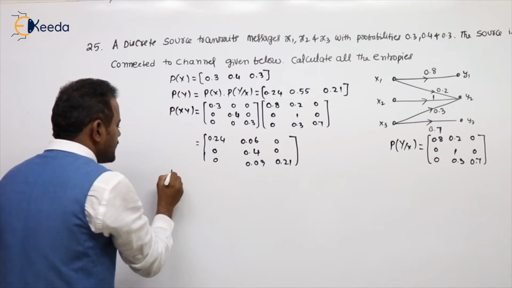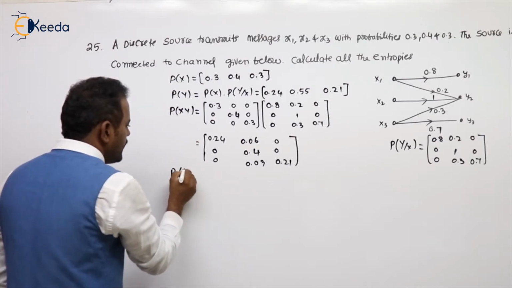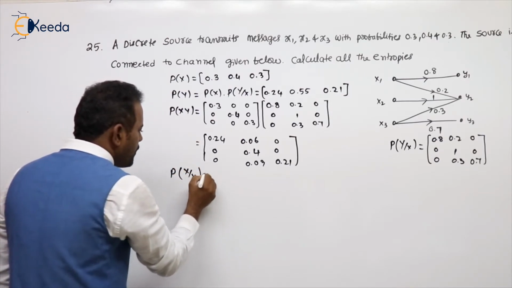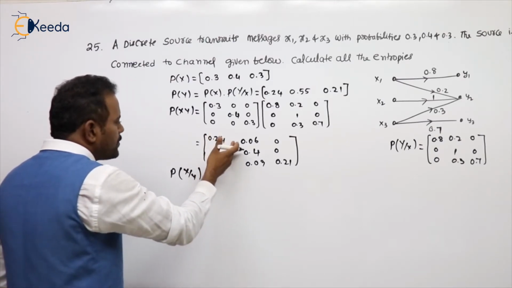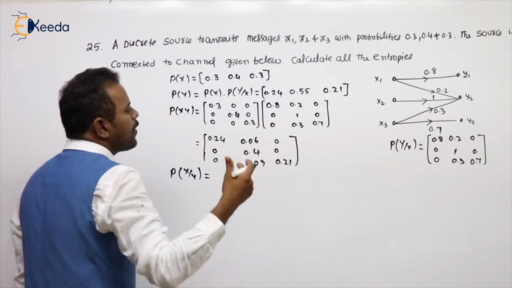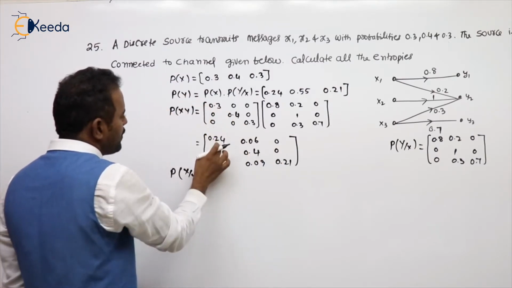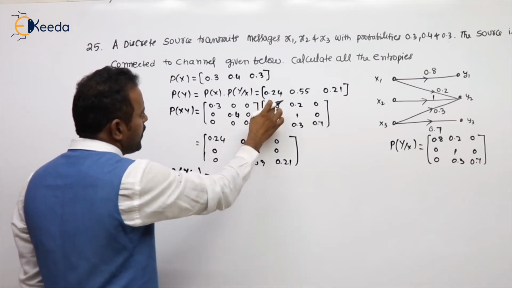Next, get the other conditional probability, P of X by Y. How P of X by Y will come is simply these columns divided by P of Y. Columns divided by P of Y means this is divided with y1.